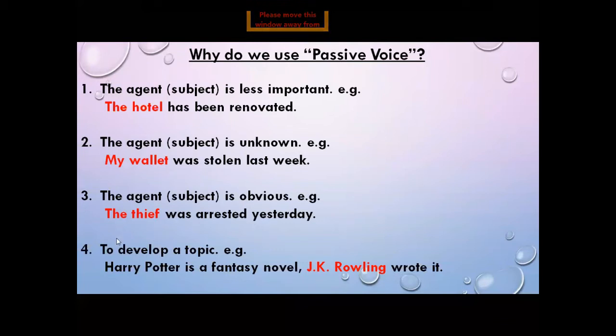Reason number four: to develop a topic. Here there is a sentence: Harry Potter is a fantasy novel. J.K. Rowling wrote it. There are two sentences, and they are not looking very fine. Instead, we can use passive voice like this: Harry Potter, a novel, was written by J.K. Rowling. So we can say this in one sentence. I hope you have understood the reasons why we use the passive voice.